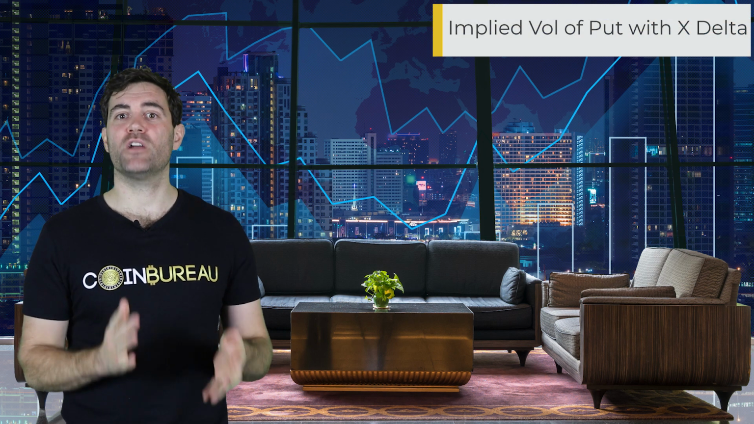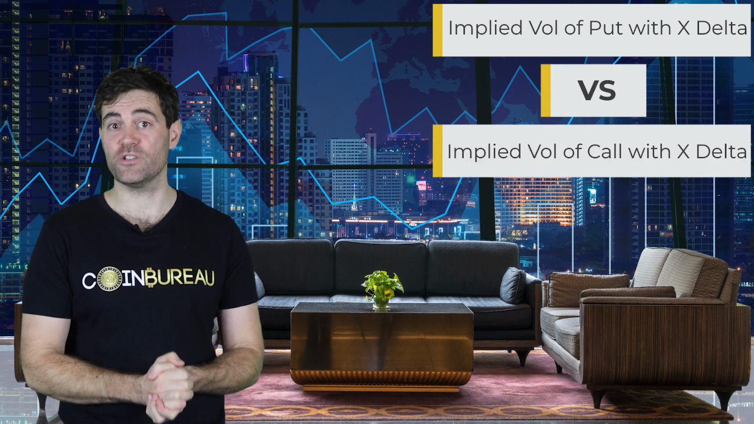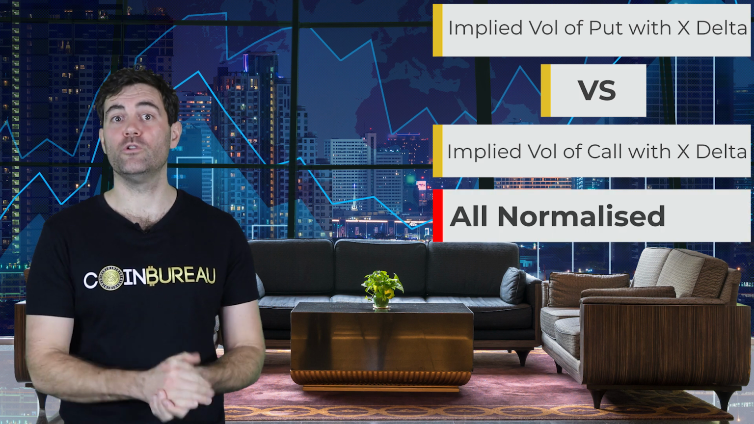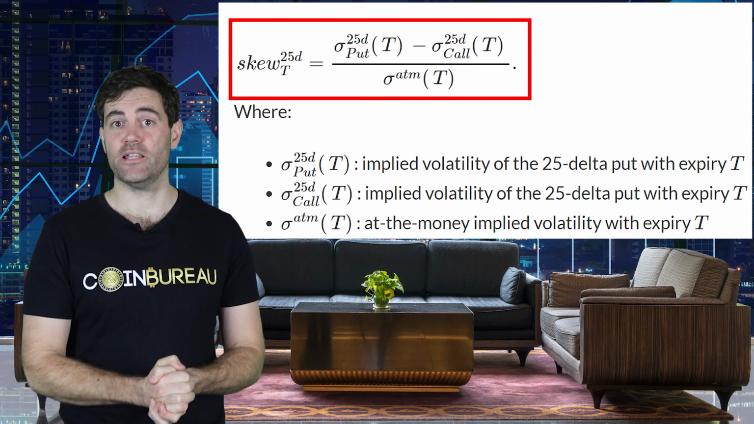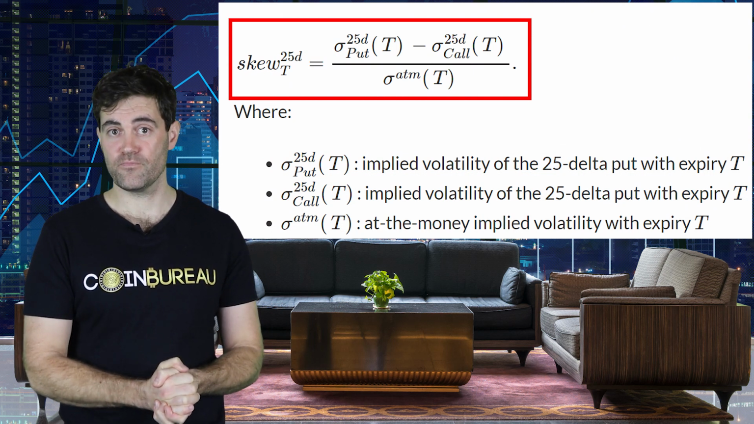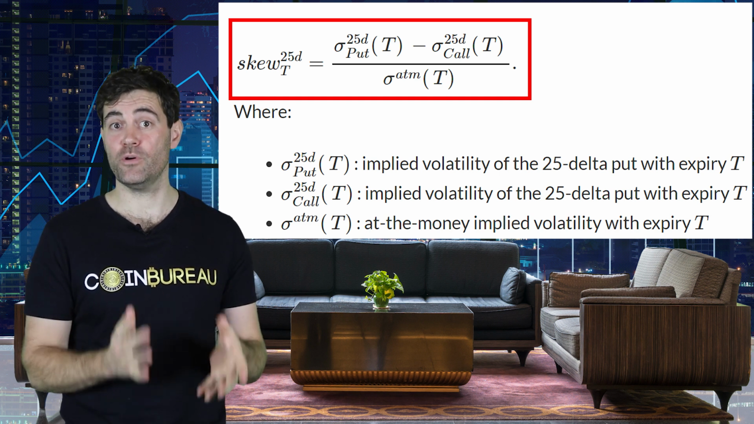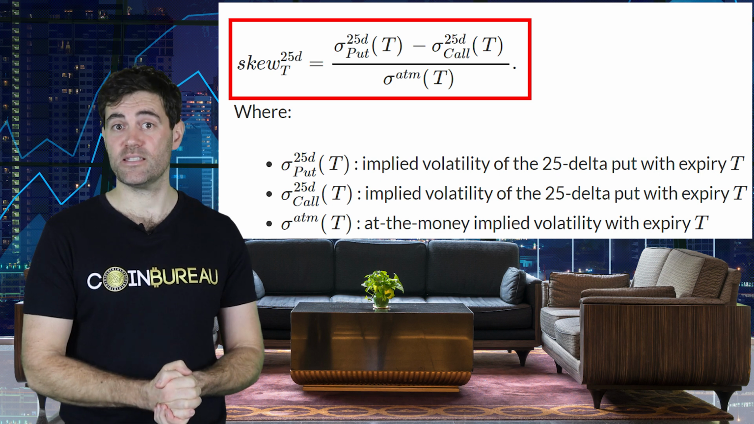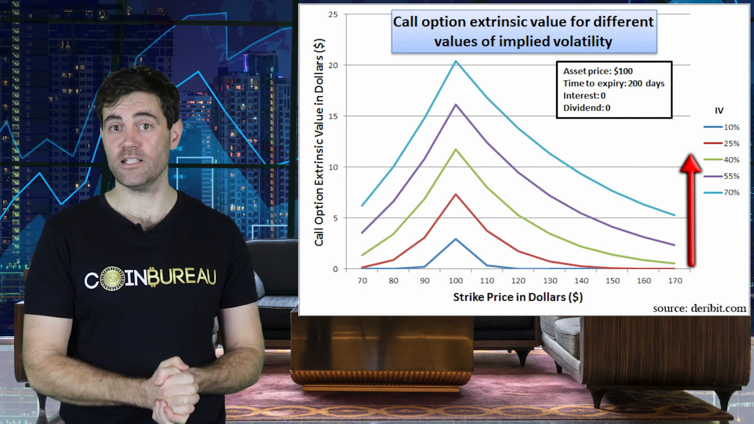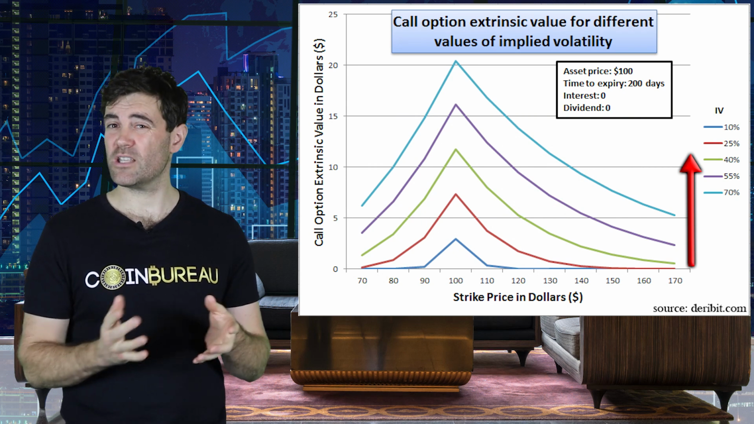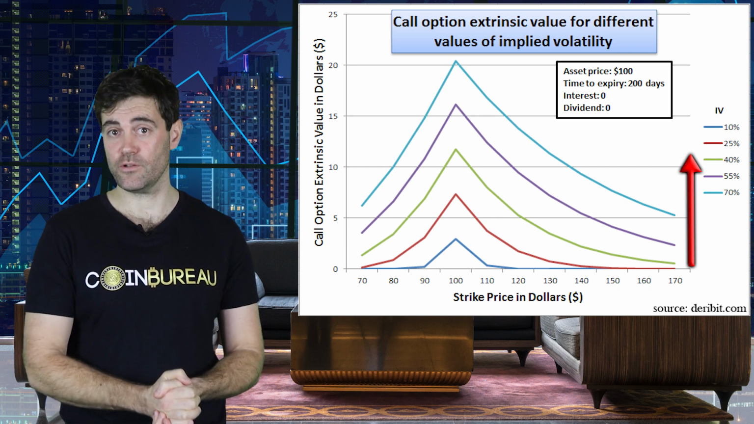It's a measure of how much higher the implied volatility of put options with a specific delta are to call options with the same delta, all normalized by the at-the-money volatility. Here is the equation that's used to calculate the option 25 delta skew. As you can see, we're trying to get a measure of how much more implied volatility there is on the puts than the calls relative to a standard measure of the implied volatility. Given the direct relationship between implied volatility and option premiums, you can also view this ratio as a rough measure of how much more the cost of puts are to calls.